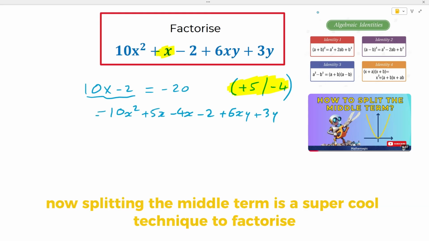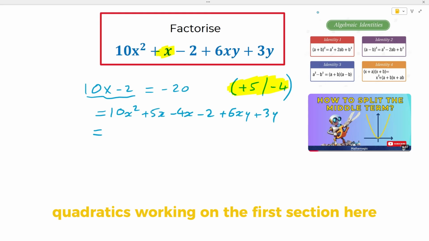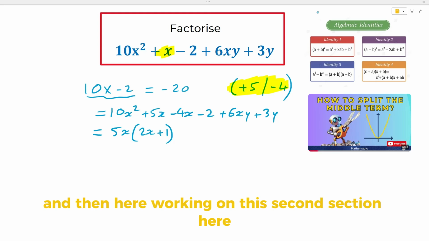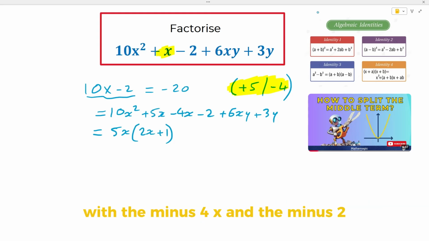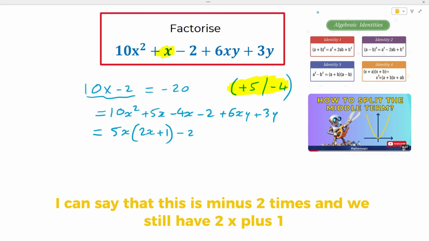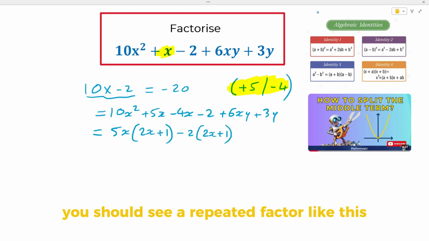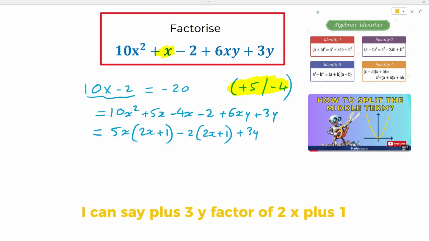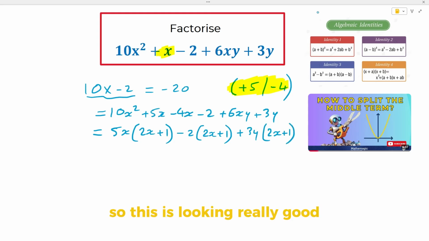Now, splitting the middle term is a super cool technique to factorize quadratics. Working on the first section here, I can say that this is 5x factor of 2x plus 1. And then here, working on this second section with the minus 4x and the minus 2, I can say that this is minus 2 times, and we still have 2x plus 1. So when you split the middle term, you should see a repeated factor like this. And then at the end, I realized that if I factorize by 3y, I can say plus 3y factor of 2x plus 1. So this is looking really good now.